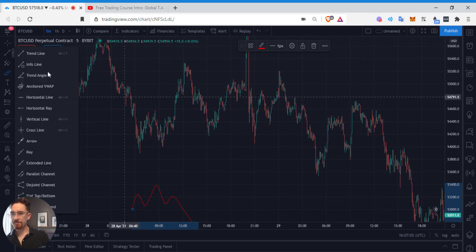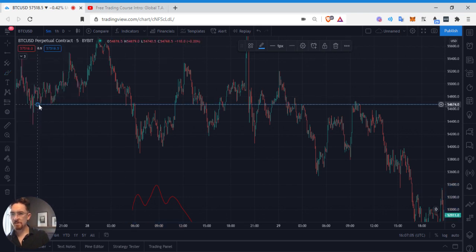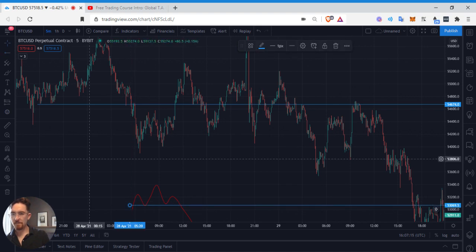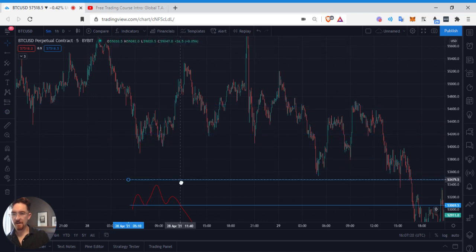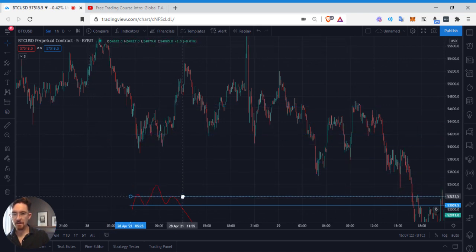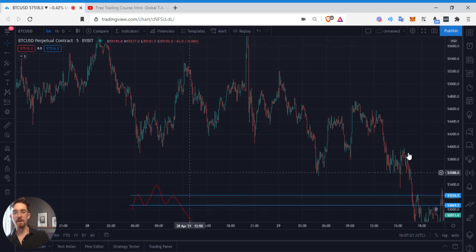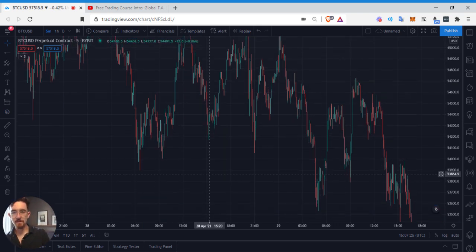Let me pull this out and use this horizontal ray. For this horizontal ray, let's go here. This is that kind of bottom we were talking about. We can just drag this up. You could call this the neckline, okay? So right here is that area. Now let me zoom in on this.